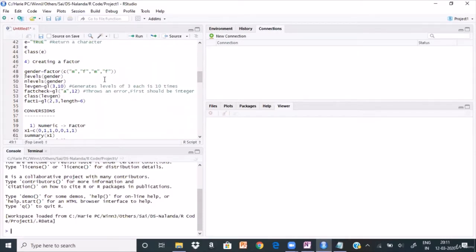Okay. So we were talking about the data types. We were trying to find out what is the class that the data type belongs to, and how we can convert the data type from one data type to another. That's what we were trying to do. I think last class we were talking about creating the factor. What is this factor all about?